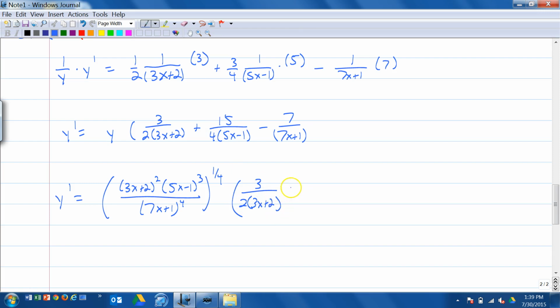Now I know it looks bad, it's a lot of writing, but do you guys hopefully see how easy it was to take the derivative once we split it up using our log properties? Okay, so that's another problem using logarithmic differentiation to solve a problem with many, many pieces. Alright, that's it.